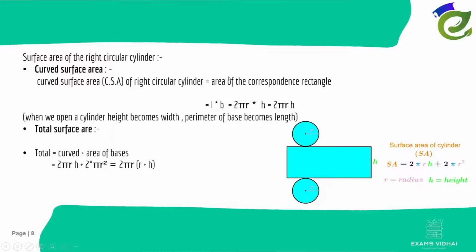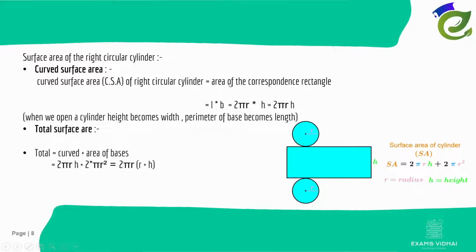We will see how it becomes. If you open the cylinder, as shown in the figure, we come across two circles, which are the two bases, and one rectangular sheet in between the two bases. The curved surface area of the right circular cylinder is equal to the area of the corresponding rectangle.